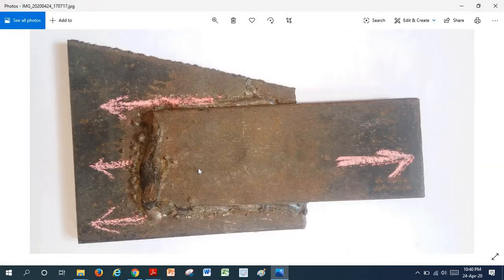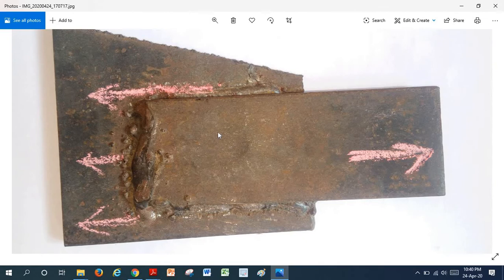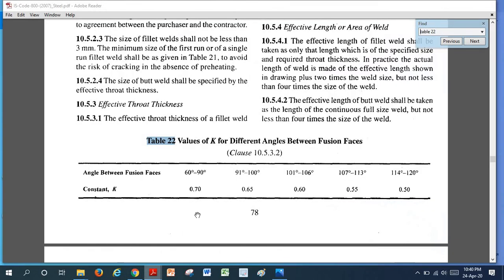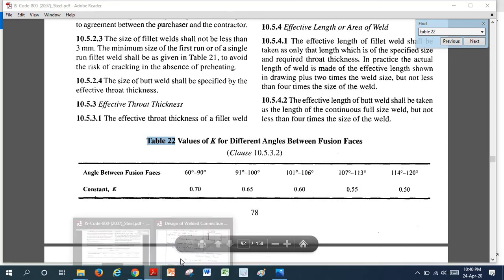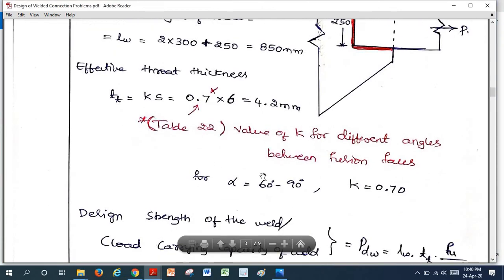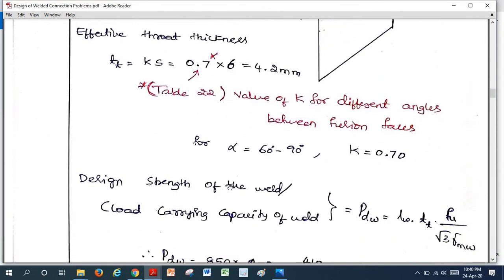If you see the figure, this is the example for the same problem. This is the plate, this is actually 250, this is 300, this is the gusset plate. So here they kept this plate and the gusset plate at 90 degree welding. Therefore alpha becomes here 60 to 90, that is in our problem 90 degree, therefore K is 0.70.